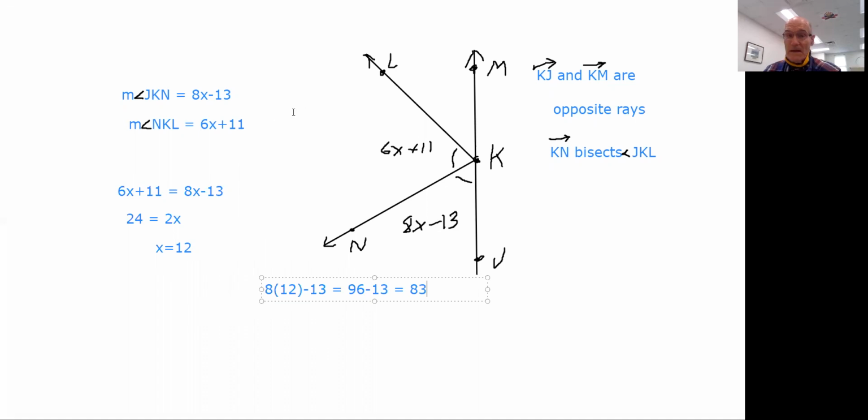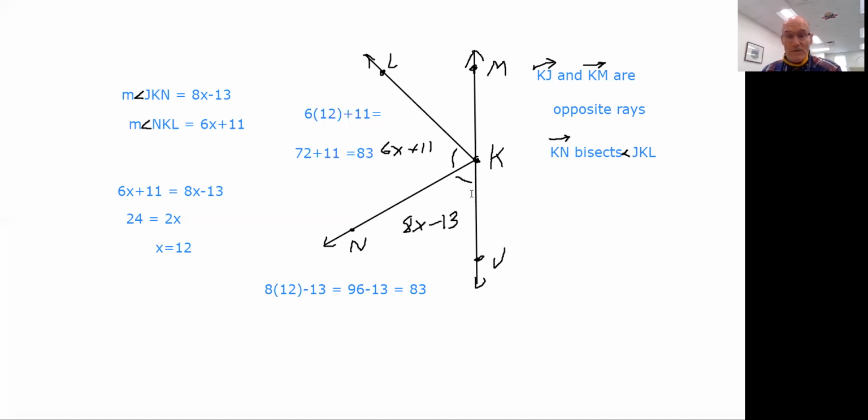And then I come back up into here, and I've got 6 times 12 plus 11 equals 72 plus 11, which is 83. So I get the same answer for both of these, which is what I would expect because the two angles are congruent. So that's how you draw your picture.